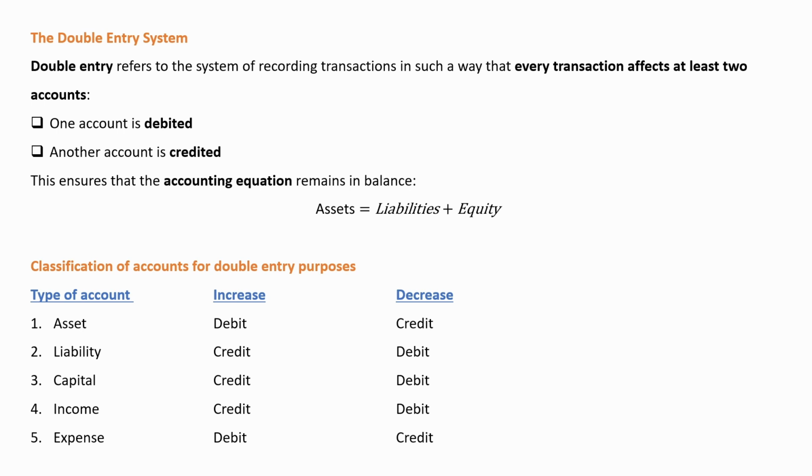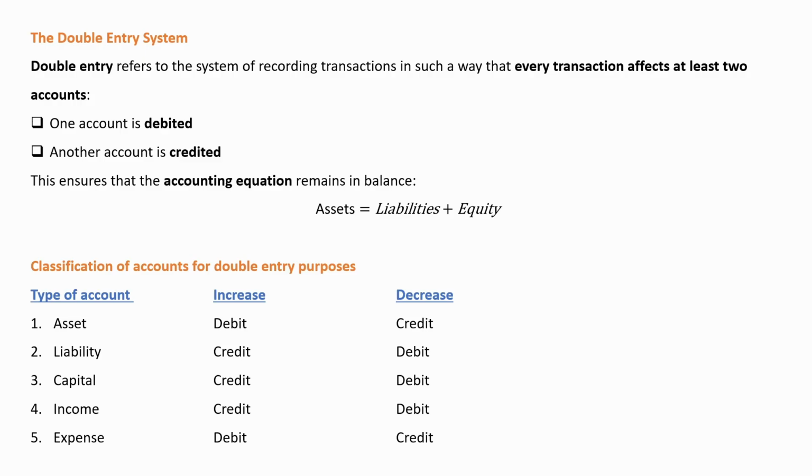In the introduction to financial accounting, you're supposed to study something known as the accounting principles and concepts. So the double entry system is one of the accounting principles. According to the double entry, every time you record a transaction, you are supposed to debit one account and credit another account. In total, you have two accounts.